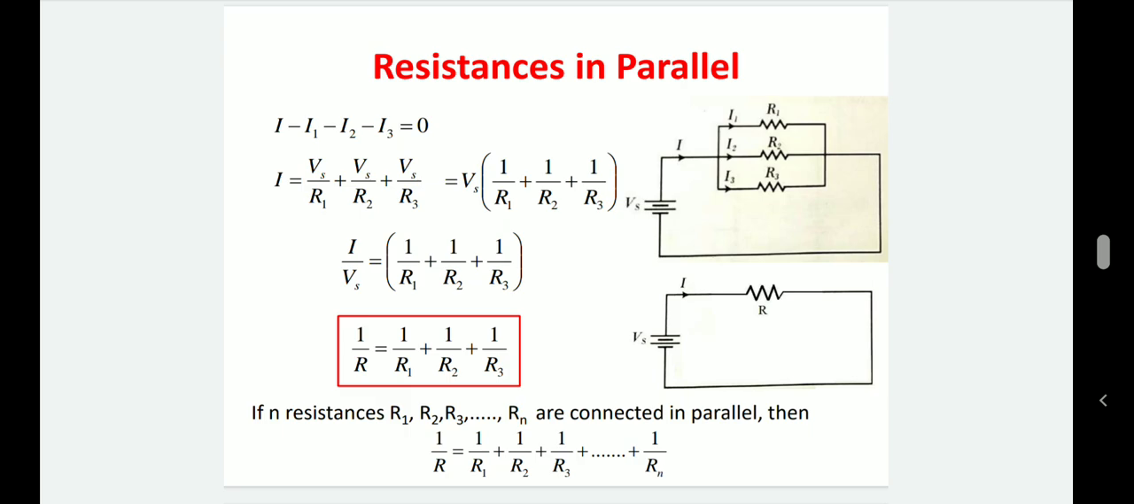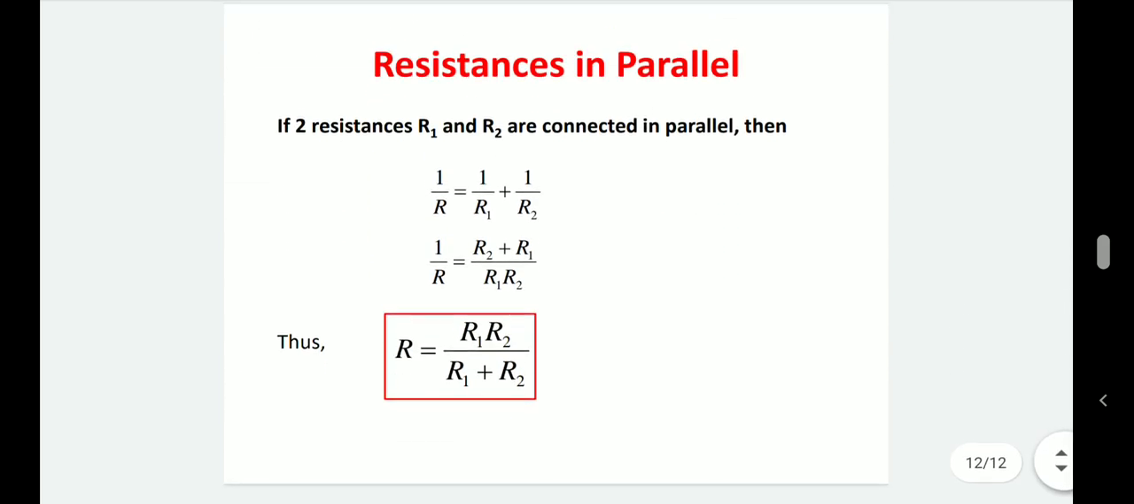Okay. So generally if n resistors are connected in parallel, then we can write 1 by R is equal to 1 by R1 plus 1 by R2 plus etc. plus 1 by Rn. Generally if two resistors, R1 and R2, are connected in parallel, we can write 1 by R is equal to 1 by R1 plus 1 by R2. If we cross multiply this, we get 1 by R is equal to R2 plus R1 by R1 R2, or R is equal to the reciprocal. Equivalent resistance R is equal to R1 R2 divided by R1 plus R2.